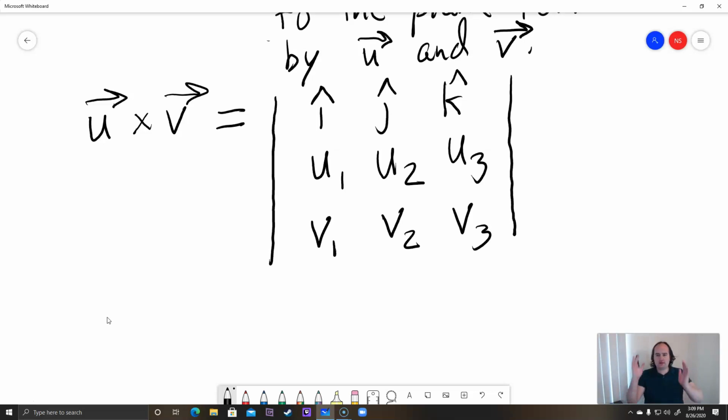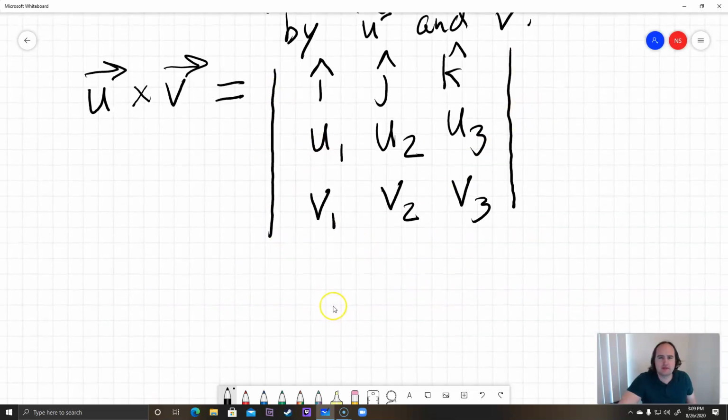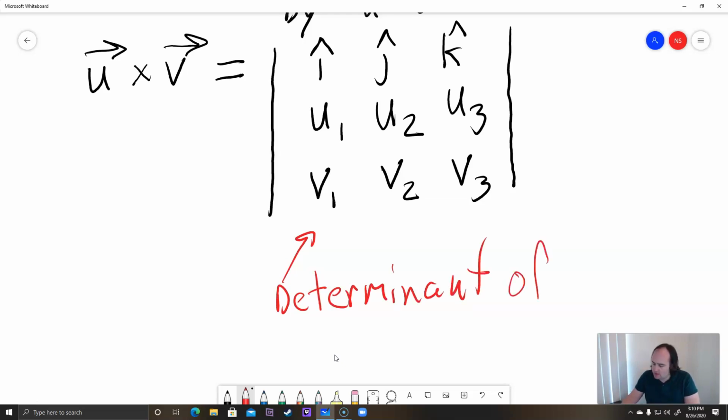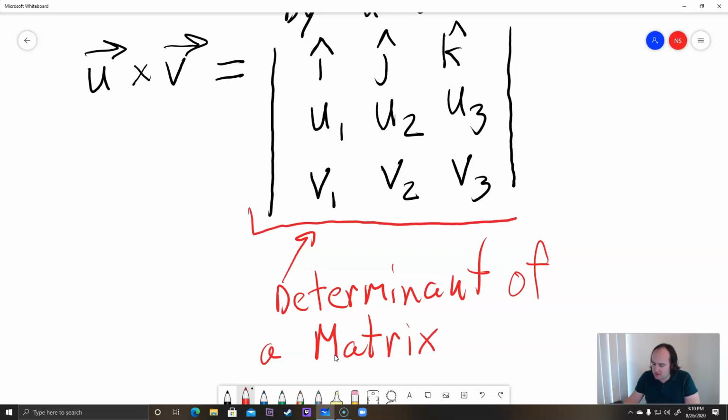Okay, and these vertical lines actually mean determinant. This is the determinant of a matrix. And if you've done determinants before, you're going to find this to be a lot easier. But even if you haven't done determinants before, it's not too bad once you get used to it.